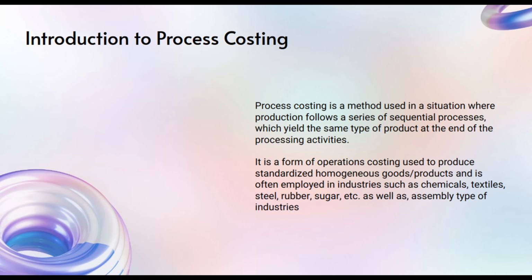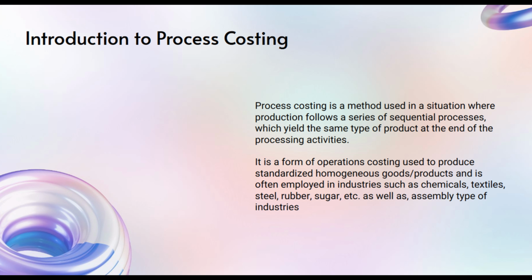First of all, what's process costing? Process costing is a method used in a situation where production follows a series of sequential processes which produce the same type of product at the end of the processing activity. So, process costing is like costing each process down to the end of the finished product. That's costing each of the processes.